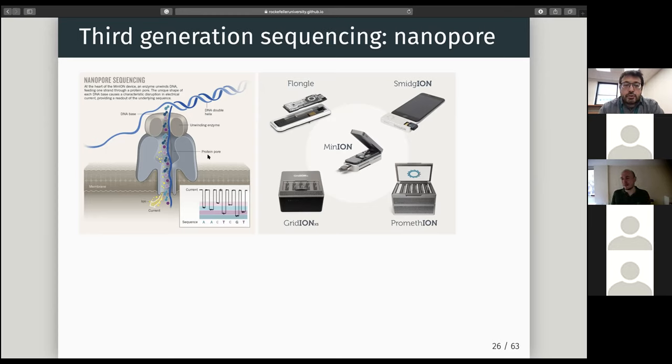As Julio will probably talk about later, it has been used for genome assembly. It's complementing PacBio data very well.